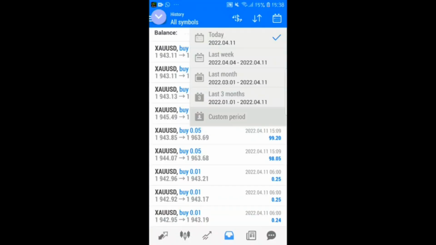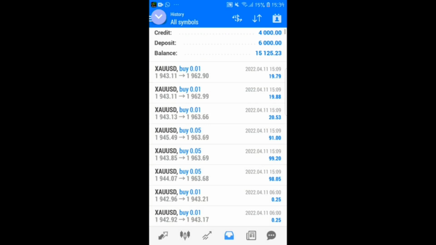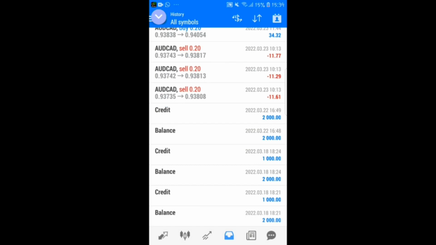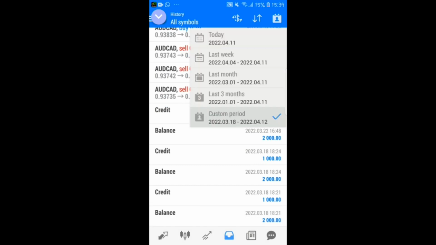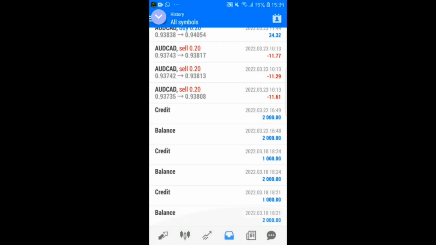Guys, let me go to the custom period, and then I think I started last month. Maybe let's go to March. I think it was 18th. March 18th to date, and then I did a deposit. So you'll see that, yes, that was the time I did the deposit. And if you go back, even if you go to February 15th, you see that there are no results. Okay, there are no other results.